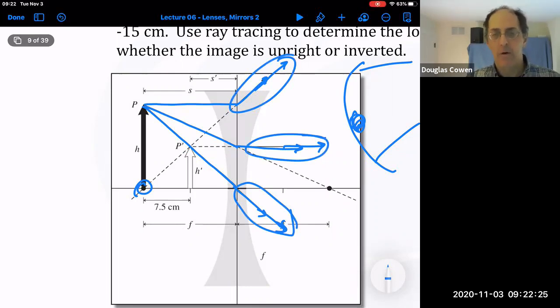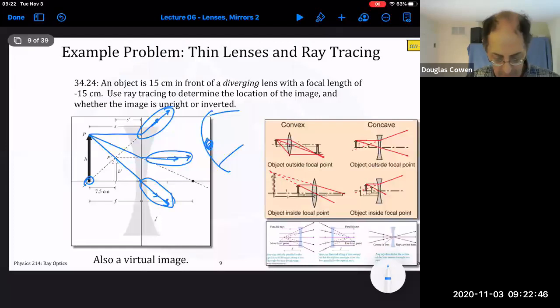Will this be a real or a virtual image? So are the rays actually coming out of that arrow or not? That's right, this is a virtual image because the rays are not physically coming out of that image arrow. They just appear to be coming from there. Good.